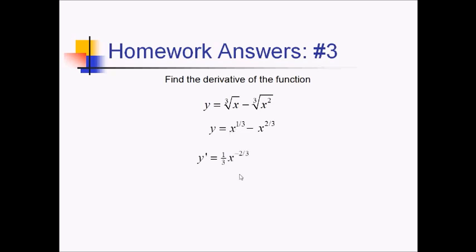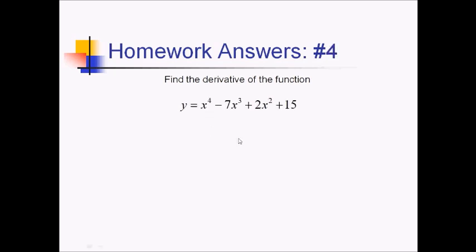using our common denominator there. Then for this next one, I'm going to have minus 2/3, because we're doing 2/3 times this invisible coefficient of 1, and I'll have x to the 2/3 minus 1, so x to the negative 1/3.